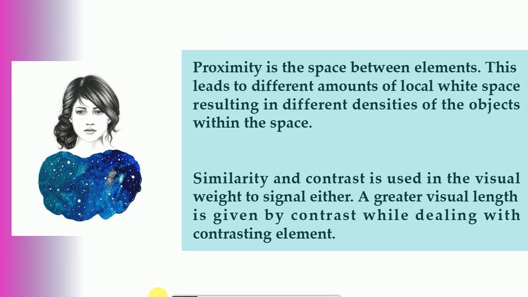Proximity is the space between elements. This leads to different amounts of local white space, resulting in different densities of the objects within the space. Similarity and contrast are used in the visual weight to signal either a greater visual length is given by contrast while dealing with contrasting elements.